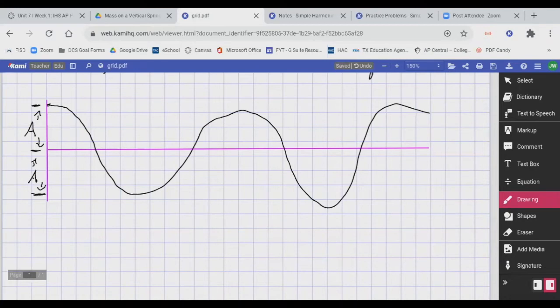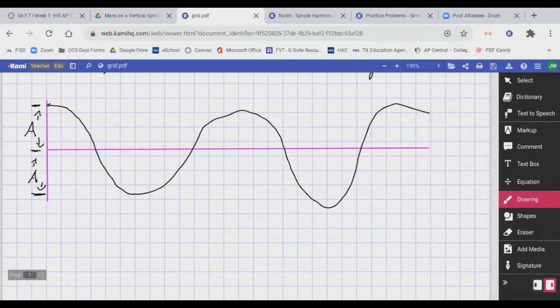So from crest to trough, from the very tip top to the very bottom, that would be 2 amplitudes, right? Because from your equilibrium, the horizontal axis, going up to the highest point is 1 amplitude, and from the equilibrium point to the lowest point is also 1 amplitude.